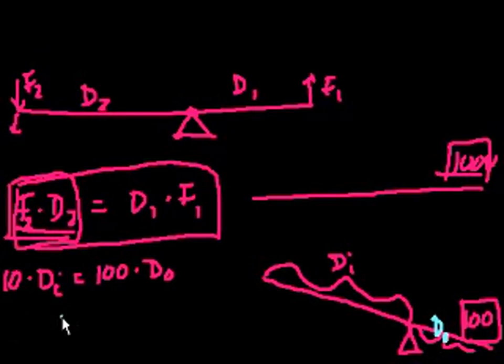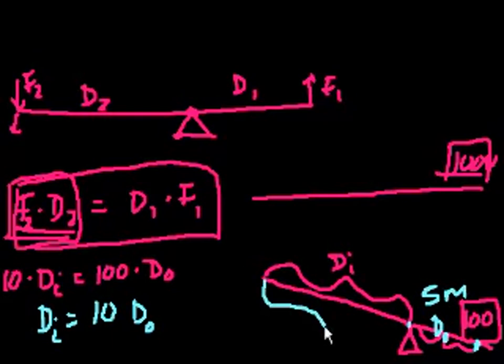And let's figure out what the ratio has to be for the input-output, for the ratio of the input distance to the output distance. Well, if we just divide both sides by 10, we get the distance input has to be 10 times the distance output, right? 100 divided by 10. So if the distance from the fulcrum to the weight is, I don't know, 5 meters, then the distance from where I'm applying the force to the fulcrum has to be 10 times that. It has to be 50 meters. So no matter what, the ratio of this length to this length has to be 10.